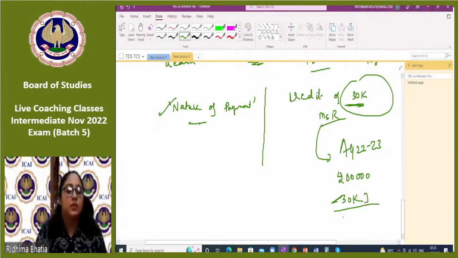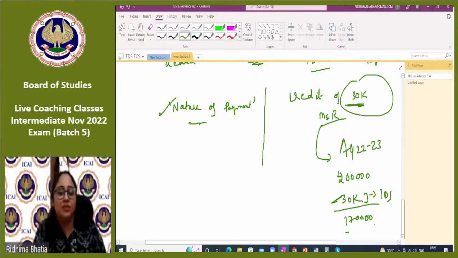Okay? So 30,000 will come as my TDS credit, and 2 lakhs minus 30,000, 1.7 lakhs would be the tax which I have to deposit. Obviously, I may have deposited 1 lakh as advance tax also, so 70,000 would be the tax which I will deposit. So this is all how things work.